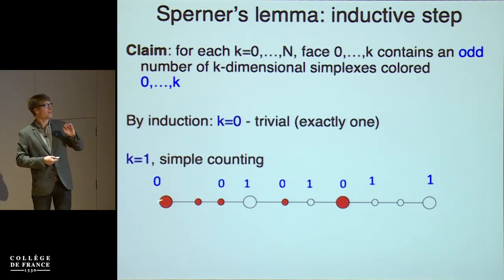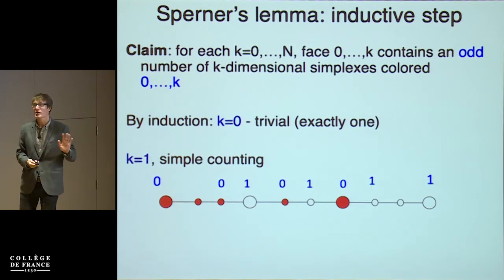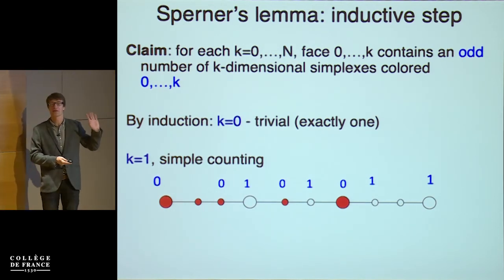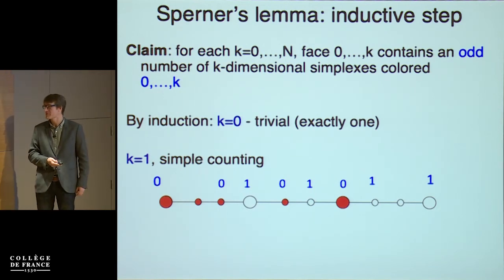Well, for k equals 1, this is just simple counting. You start from here. This should be colored red, 0. This should be colored white, 1. And here you go from 0 to 1, and since it's connected, you need to have an odd number of switches from 0 to 1 and back. And here you have 1, 2, 3, 4, and 5. An odd number. Okay? So simple counting shows that in the one-dimensional case, indeed, you have an odd number of fully colored simplices.